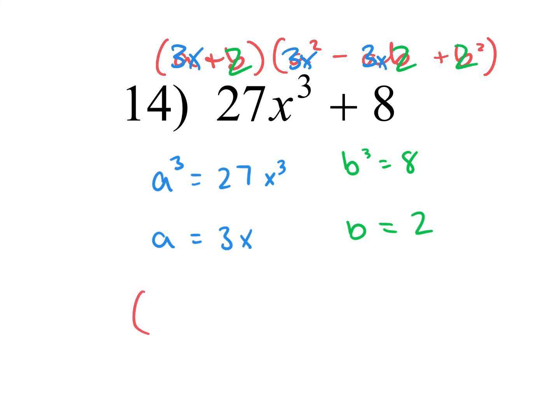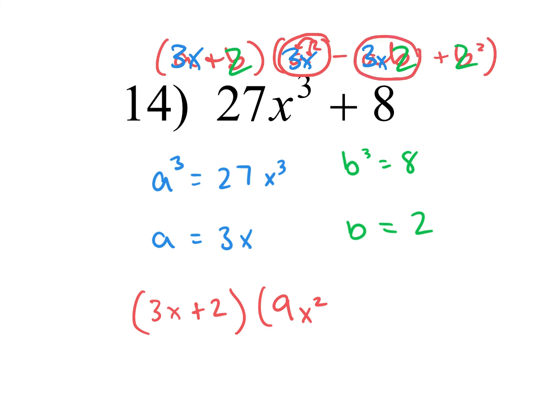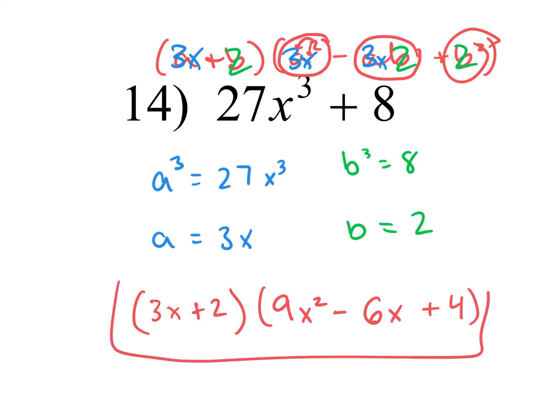So what would my first parentheses be? 3x plus 2. Next, I have 3x squared. So don't forget, you have to square the 3 and square the x. So what does this turn into? 9x squared. Then I have 3x times 2, which turns into what? Negative 6x. And then 2 squared? Plus 4. That's the answer.